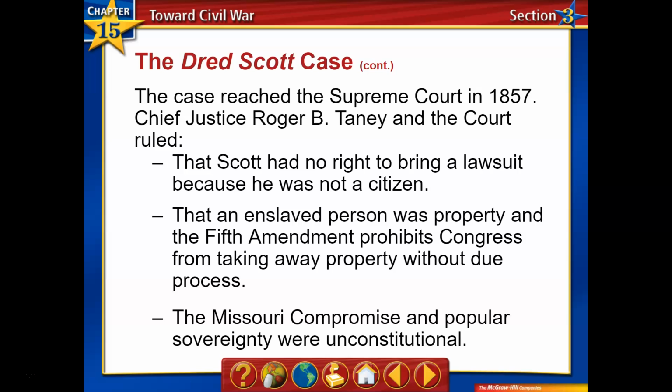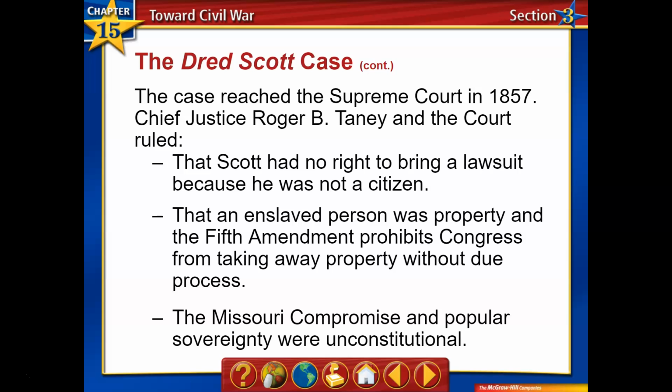Now, the last piece of this decision really sets out a catalyst for the future, because it says that these compromises that we talked about earlier, the Missouri Compromise, and also this idea of popular sovereignty, where the people get to choose, all of that is unconstitutional because Congress has no right to regulate slavery. So if states say they're going to ban slavery, maybe they don't have the right to. This is going to be such a decisive decision and such a controversial one moving forward.